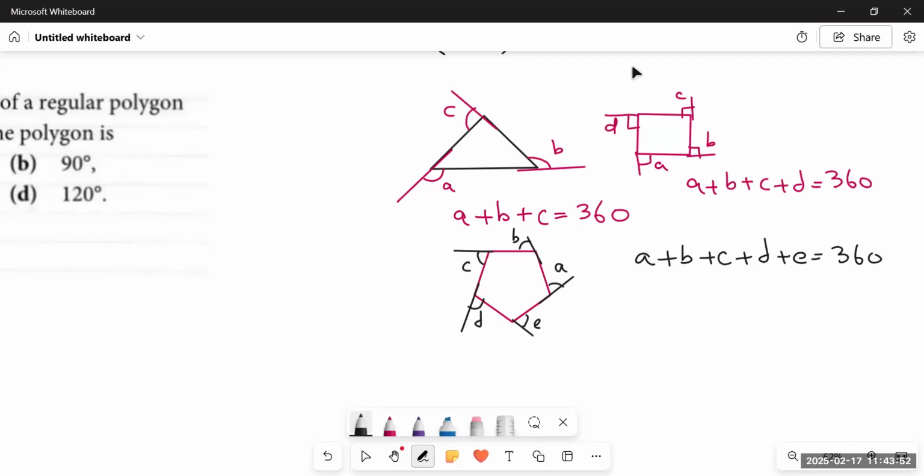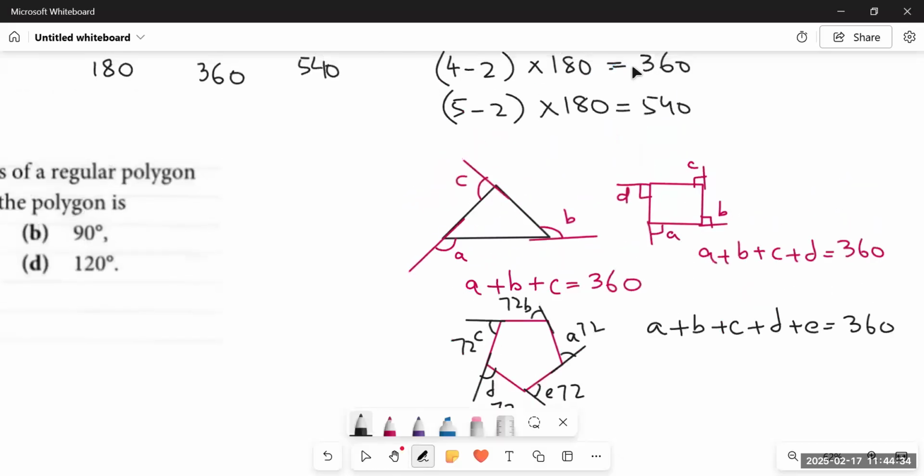Okay? So in case we are provided with any of the exterior angles, we can easily identify using the formula for exterior angles. If the sum of the exterior angles is 360 and there are 5 angles in a pentagon, each angle would be 72. 72, 72, 72, 72, 72. It means in a pentagon, each of the exterior angles would be 72.